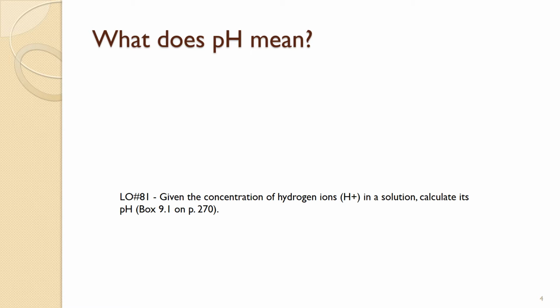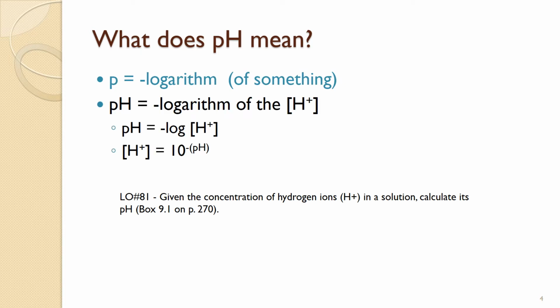So what does pH mean? It's basically the negative logarithm of something. In this instance, it's the negative logarithm of the concentration of hydrogen or proton ions in solution. And so ultimately, what we get is 10 to the negative number something in terms of the hydrogen ion concentration.